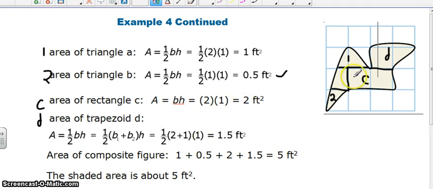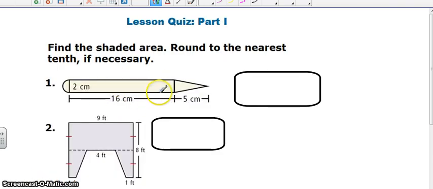And then, did they include this piece here? They have a 2 by 1. This isn't quite 2 by 1, so maybe a little piece of this is included here. And also this is not quite 1 by 1, so I think this is shared between 1 and 2. So they're adding these figures together that are the composite of this entire strange figure, and the shaded area is about 5 feet squared.